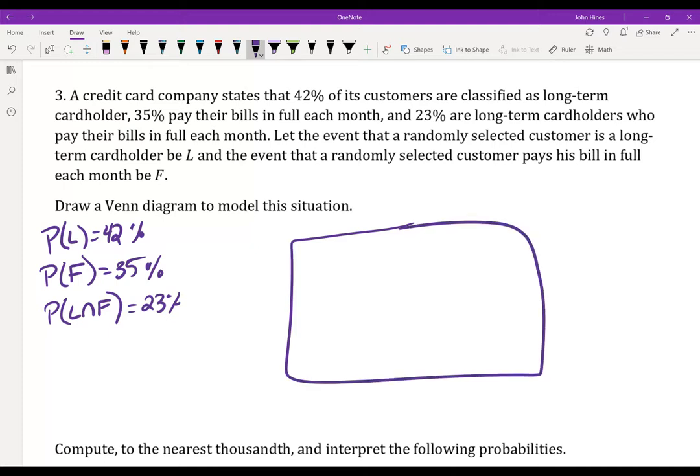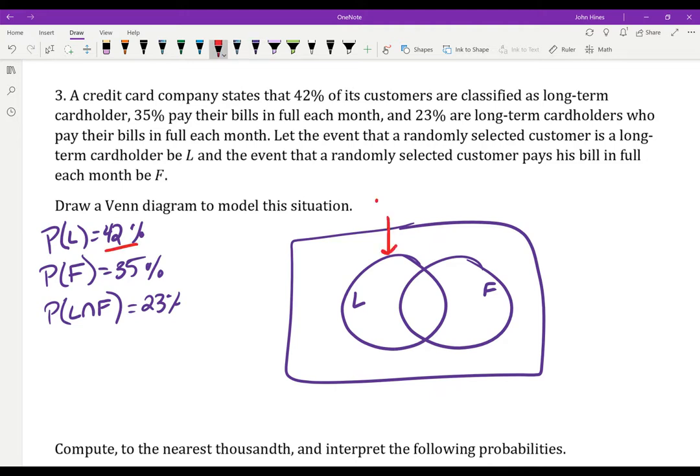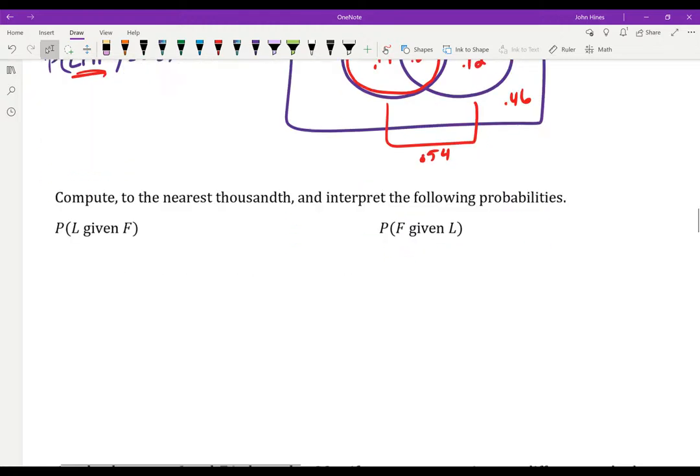Let's make a Venn diagram for this. I've got long-term and full. Remember, this entire long-term circle is 42%. The entire full circle is 35%. The intersection is 23%. So you subtract to figure out the rest of these pieces. 0.42 minus 0.23: 19% are just L. 12% are just F. How much have I used up so far? What's my OR probability? So far I've used up 54%. So what's the complement of that? What's left over for my outsiders? 46% are neither. 46% don't fall in either of those categories.